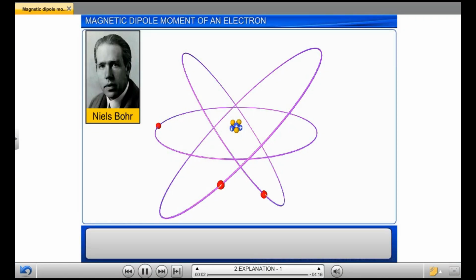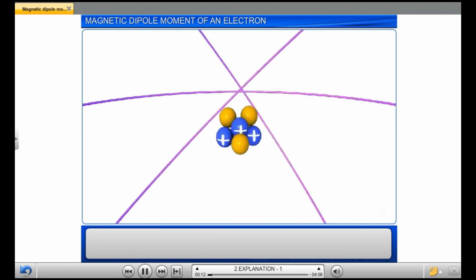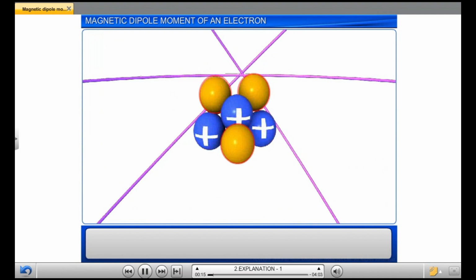We know that, according to Bohr's atomic model, electrons in an atom revolve around the nucleus in circular orbits. The nucleus contains protons and neutrons. Protons are positively charged particles, whereas neutrons do not carry any charge. That is, they are electrically neutral. Thus, the net charge of the nucleus is positive.